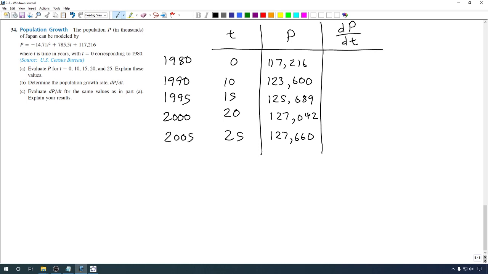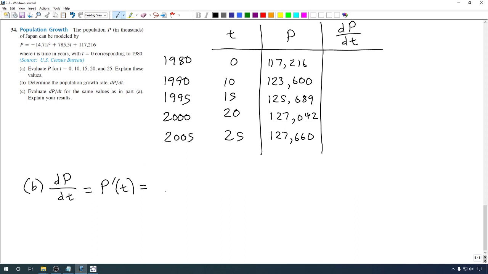Now in part B, we need to determine the population growth rate. They're basically asking us, what is the rate of change of population? How fast is the population changing over the years? And we're going to find that using a derivative. And we're using the dp/dt kind of notation here. This is the same thing as p prime technically, just a different notation. But we're taking this formula here and we're differentiating it.